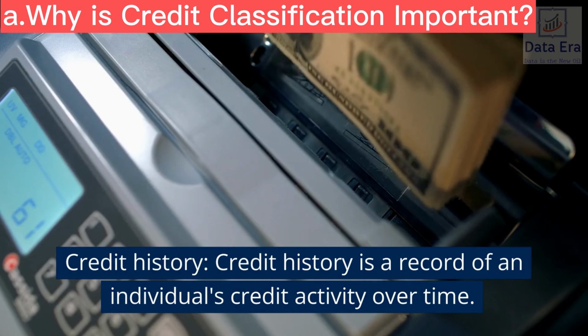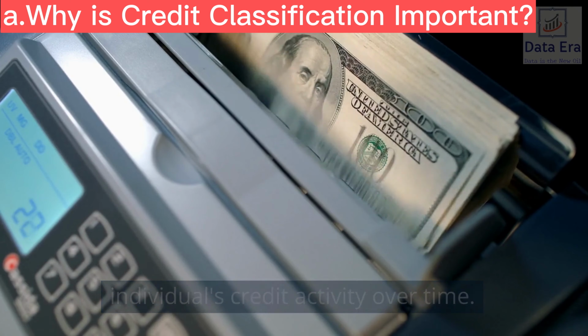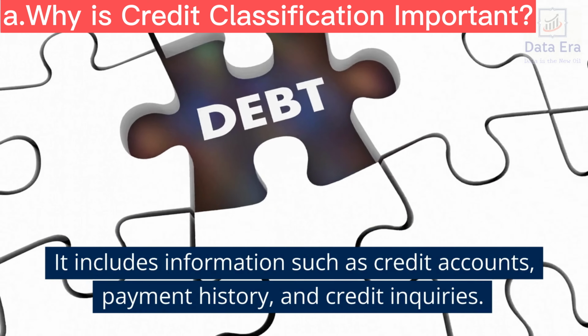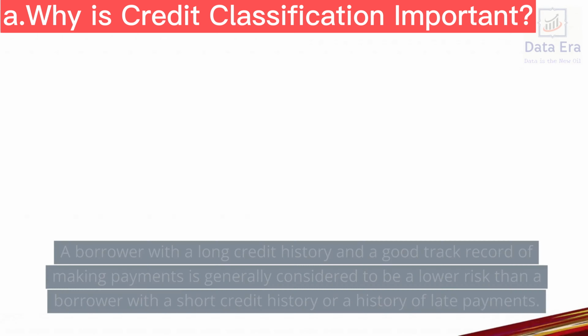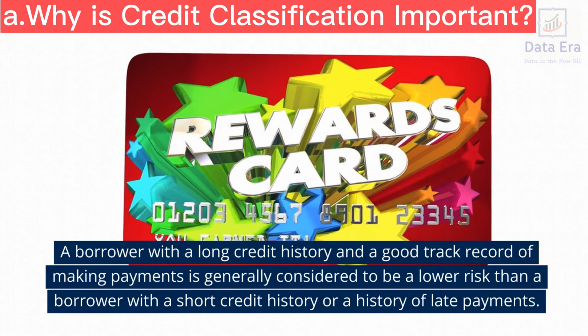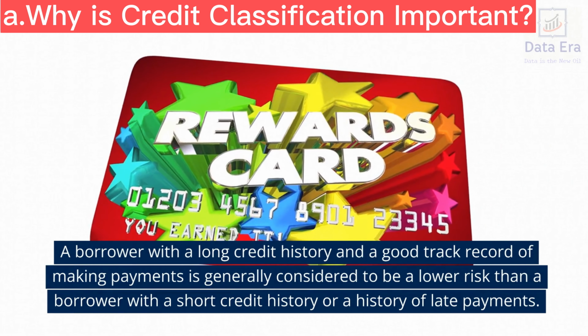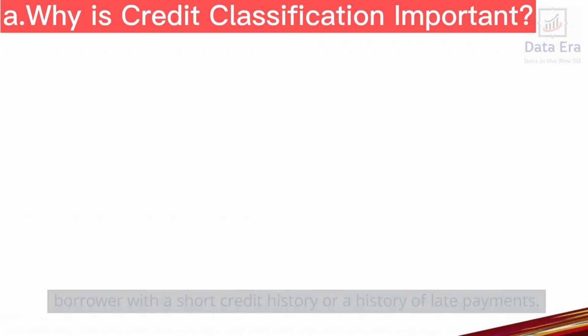Credit history. Credit history is a record of an individual's credit activity over time. It includes information such as credit accounts, payment history, and credit inquiries. A borrower with a long credit history and a good track record of making payments is generally considered to be a lower risk than a borrower with a short credit history or a history of late payments.